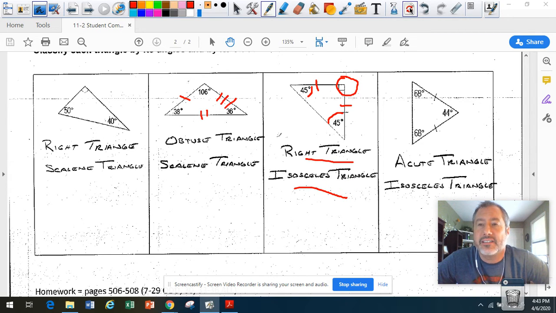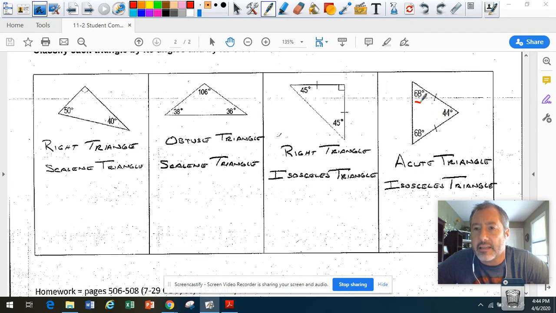Finally, the last example that we have: we have 44, 68, and 68. These are all acute angles, which means this triangle is acute. Since this triangle is acute, we call it an acute triangle. Now let's look at the sides. I have a 68, a 68, and a 44. I have two angles that are the same, which means this side is going to be congruent to this side, which makes this officially an isosceles triangle.